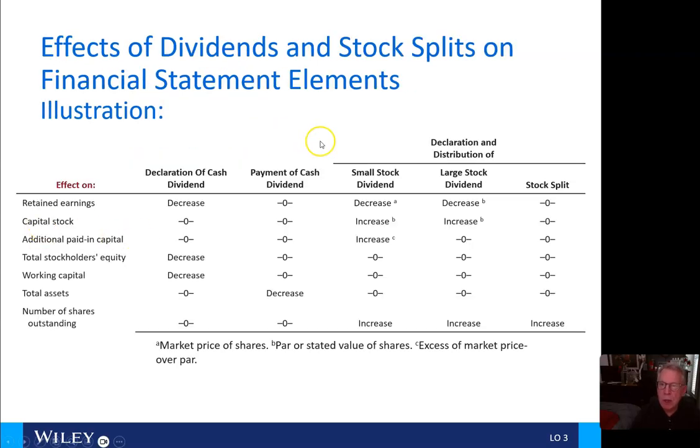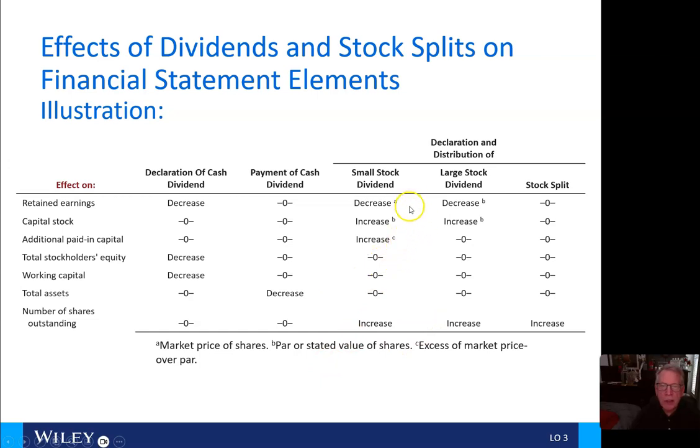Okay, so let's look at a summary of that. Here, we've declared a cash dividend. It decreases retained earnings. Naturally, stockholders' equity and working capital are decreased. Again, working capital is current assets minus current liabilities, and the current asset cash is going down. So when we actually pay that cash dividend, our total assets will decrease here.